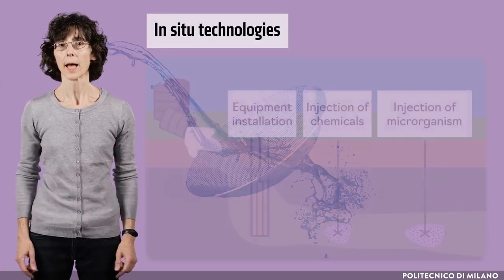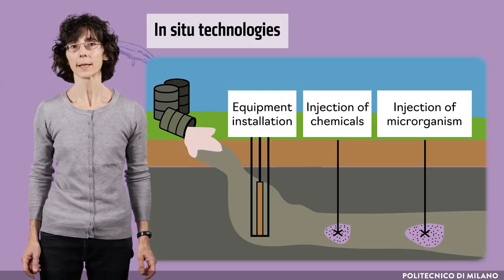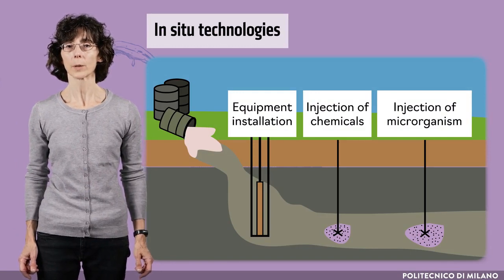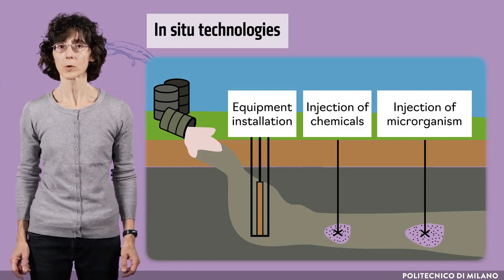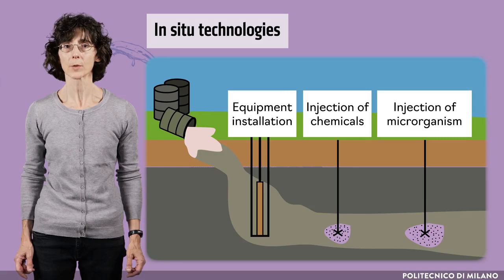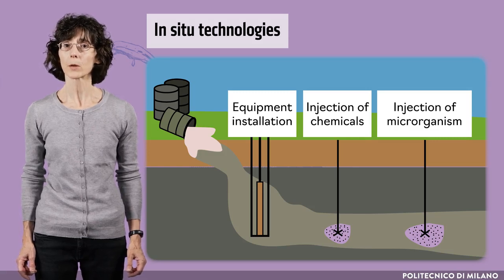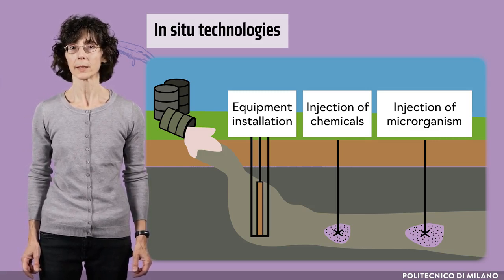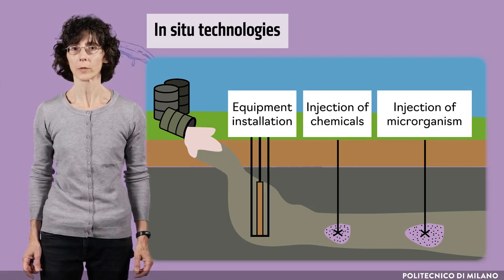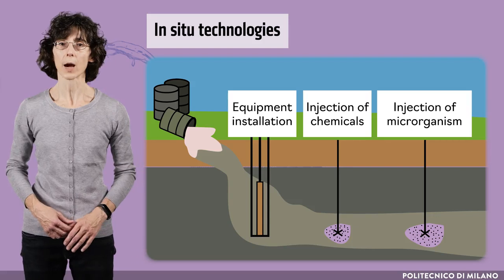For these reasons, in the last 30 years, the so-called in-situ technologies have been developed and increasingly applied, where the dissolved contamination is removed from the aqueous flow directly in the subsurface without pumping groundwater out, activating the appropriate removal mechanism according to the characteristics of the pollutants and those of the aquifer.